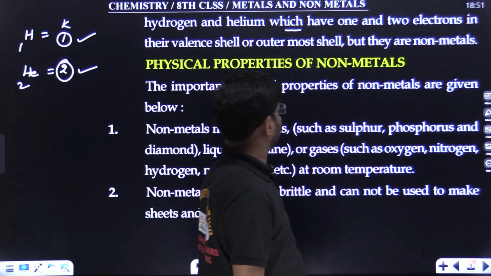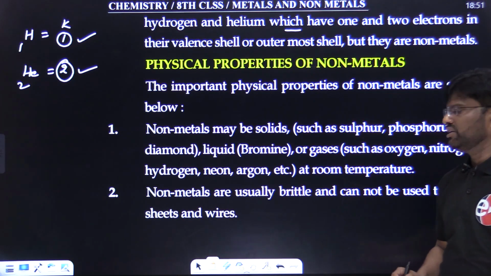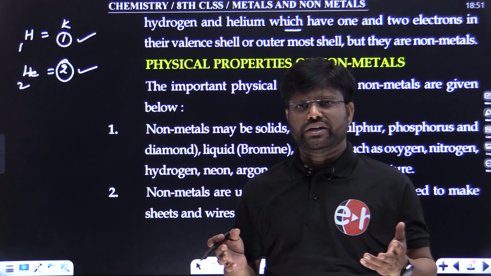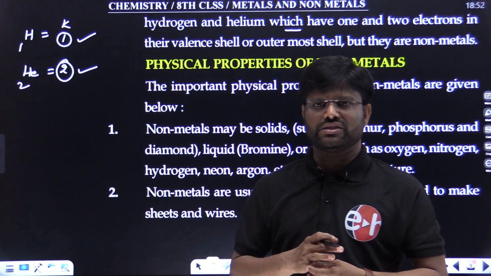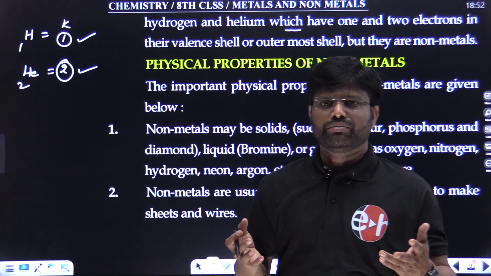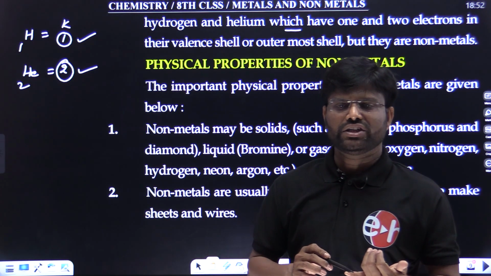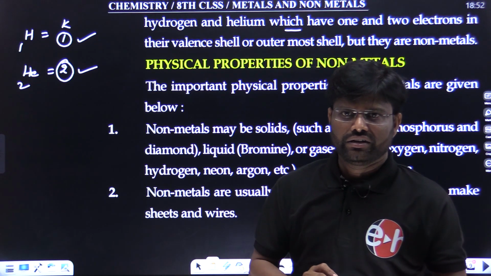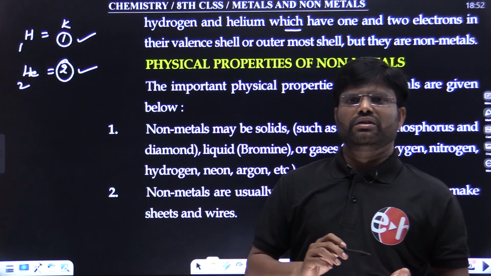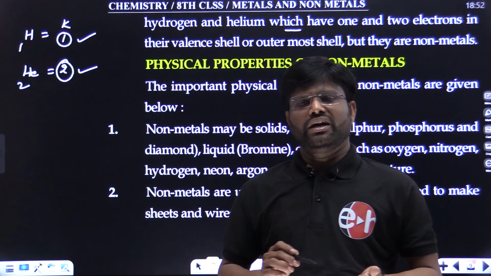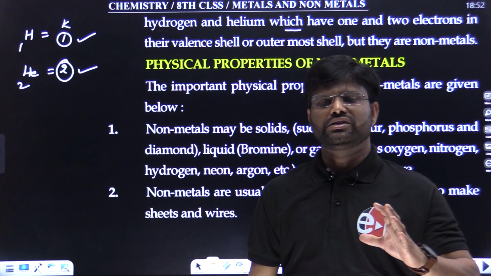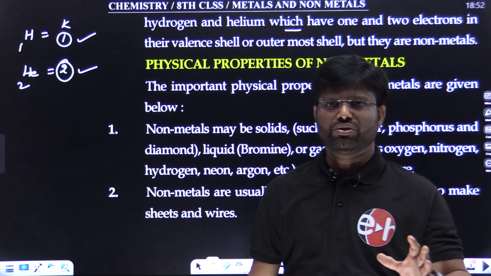Next, let's discuss the physical properties of non-metals. You know very well about physical properties. If they don't exhibit those properties, those elements are called non-metals. What they don't exhibit: they don't have hard nature, they don't exhibit lustrous nature, sonorous nature, malleability, ductility, and good conduction of heat and electricity. If they don't exhibit all these physical properties, those elements are called non-metals.